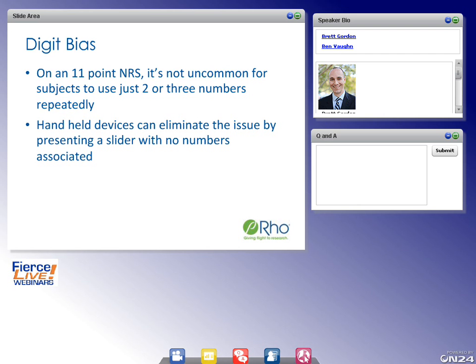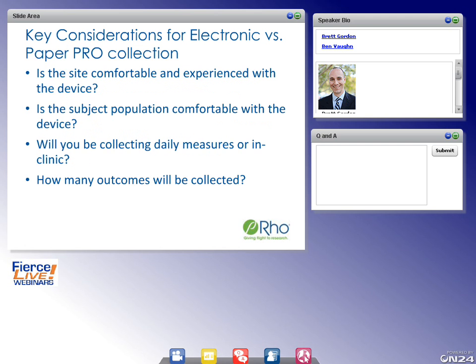So the key considerations in terms of electronic versus paper collection is talk to your sites. Are they comfortable and experienced with the device? What devices have they used previously? What has their experience been with them? Again, take that feedback with a little bit of a grain of salt, simply because these devices are kind of like flying. It can only be bad. You don't have a really great experience with them, but when things go wrong, people really do remember it. But just getting the site feedback and seeing how they feel about the devices in your particular population is really good to know.